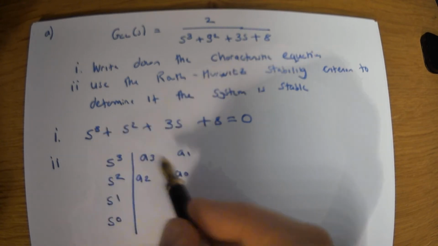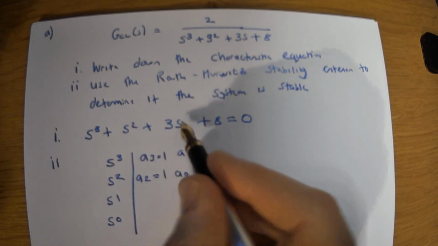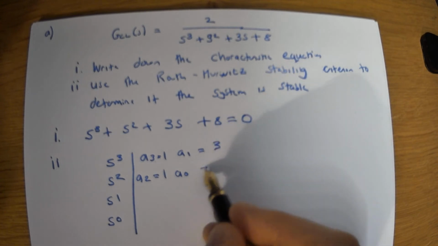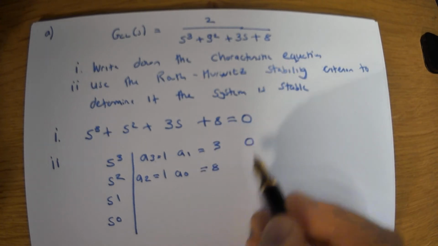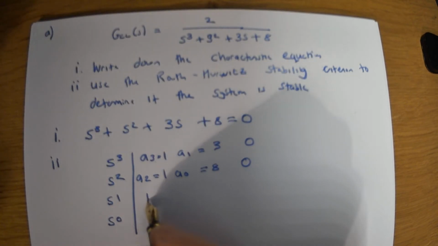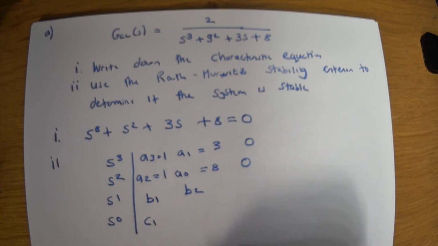A3 is just the lead coefficient, which is 1. A2 is that one there, which is 1. A1 is 3, and A0 is 8. These two numbers here end up being 0. Then we need to determine B1, and I'll show you B2 and also C1. To determine B1, we use the following equation.